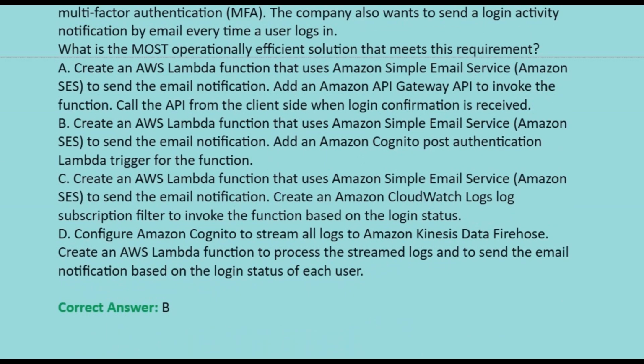Option C. Create an AWS Lambda function that uses Amazon SES to send the email notification. Create an Amazon CloudWatch log subscription filter to invoke the function based on the login status. Option D. Configure Amazon Cognito to stream all logs to Amazon Kinesis Data Firehose. Create an AWS Lambda function to process the streamed logs and to send the email notification based on the login status of each user. Correct answer is option B.